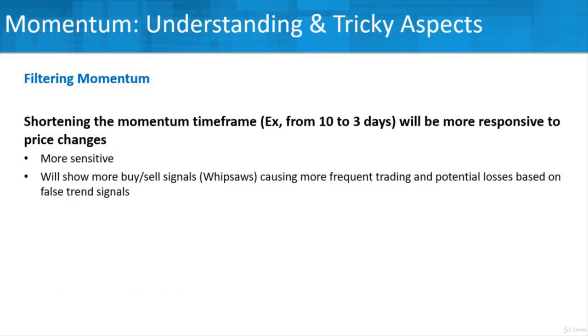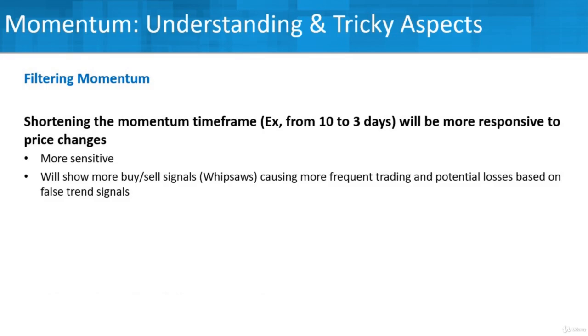Now, there are ways to adjust momentum or filter momentum too. If you shorten the momentum time frame, like we used an example of 10 days, but let's say you shorten that to real short, like 3 days, you'll be more responsive to price changes. It's going to be the more recent prices, right? It's only a 3-day look back as opposed to a 10-day. Again, it's only looking at that specific day. That's what momentum is versus a moving average. But the idea is it'll be more sensitive to those price changes. And if you have a shorter time frame, it's going to show more buy and sell signals.